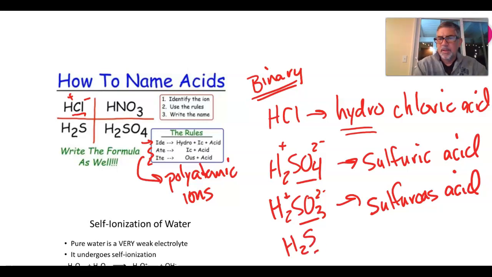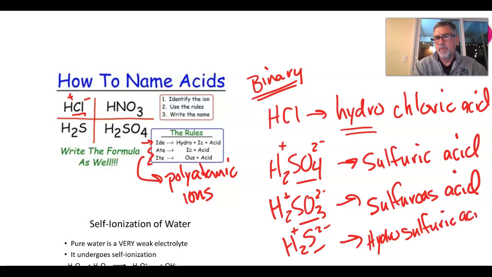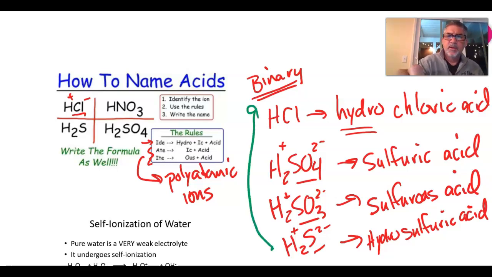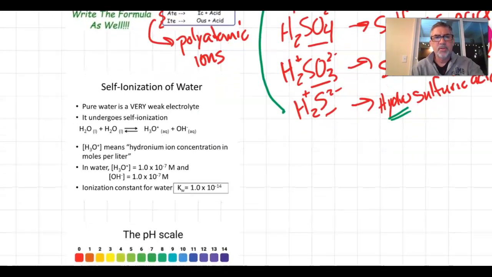If I did this, remember now this is sulfide, so this would be hydro, hydrosulfuric acid, because this is a binary. This one right here is also a binary. So all binaries start with hydro. These two in the middle were polyatomic anions, so they don't get the hydro. They just get the ic and the ous. All right, so that's naming. I just want to introduce you to it.